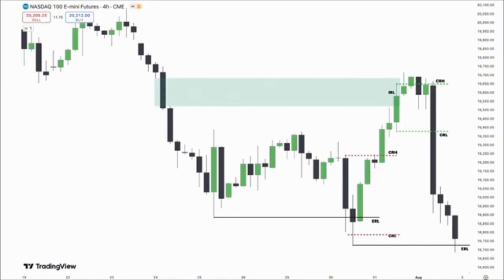Believe me, this method works exceptionally well, so go ahead and backtest and forward test on your charts.